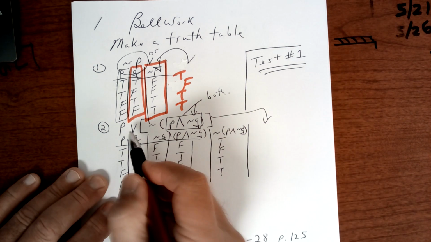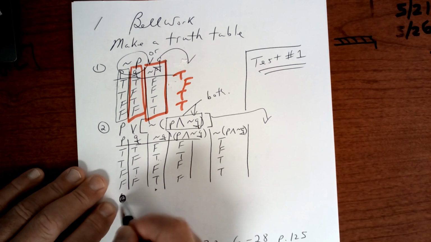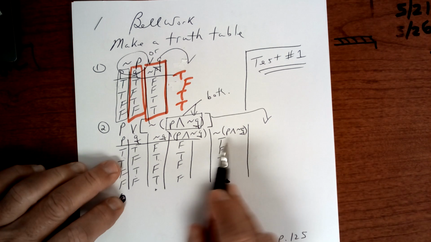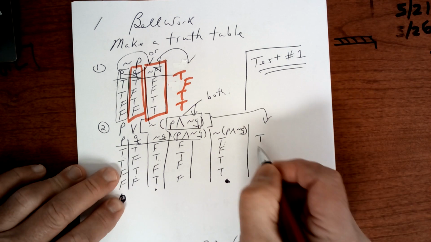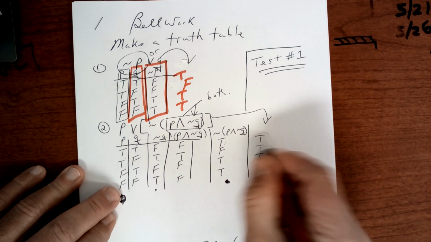And then the final answer is going to be here. This is or, so either one. So it's going to be P, and it's going to be all of this. So all you need is 1 true. You got 2. This one you have 1 true. This one you have 1. This one you have 1. So all of this is true. And that's how you do that.